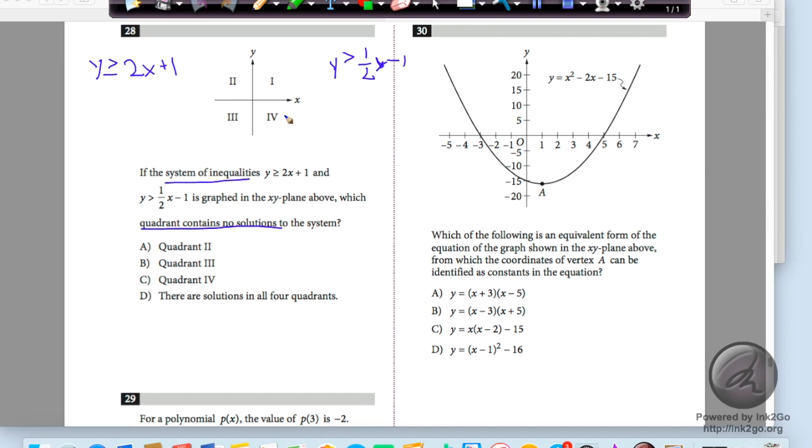So essentially what we're going to do is quick graphs for both of these, and then we're going to attempt to display, well, where do these graphs not run into within the actual quadrants? Is it going to be quadrant 1, quadrant 2, 3, or 4? So let's quickly graph y is greater than or equal to 2x plus 1.